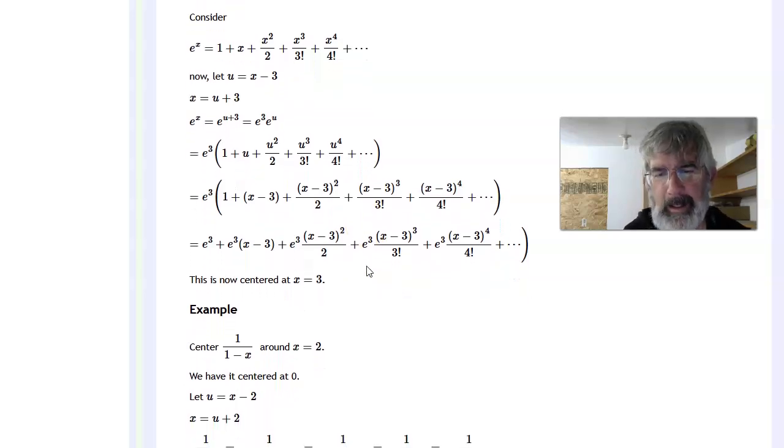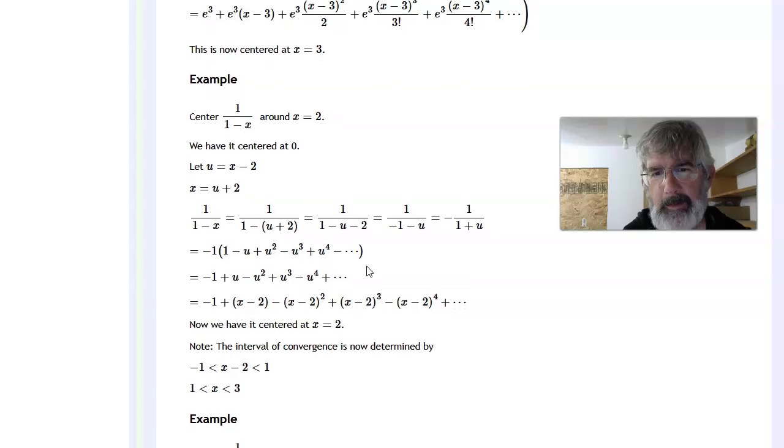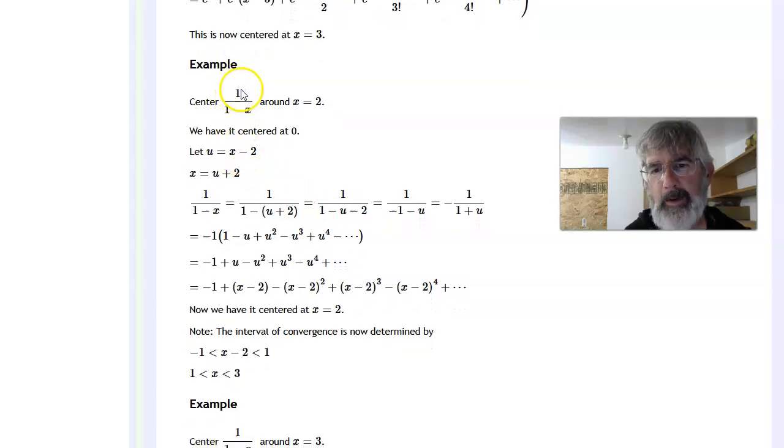Let's try another example. I want to do this with the function 1 over 1 minus x, but let's center it at x equals 2. Centered at 0, we know that 1 over 1 minus x is 1 plus x plus x squared plus x cubed and so on. So here we go. I'm going to let u equal x minus 2, so x is u plus 2.